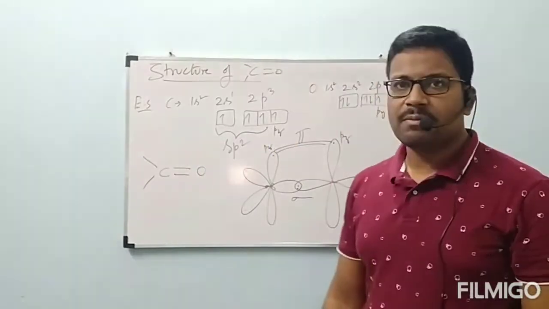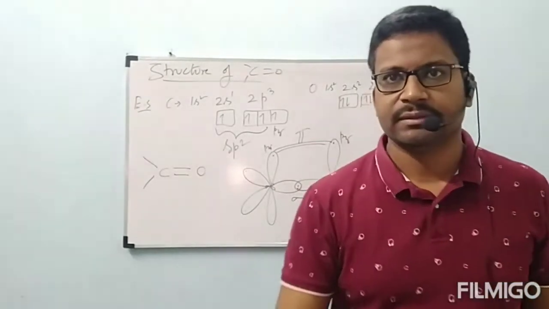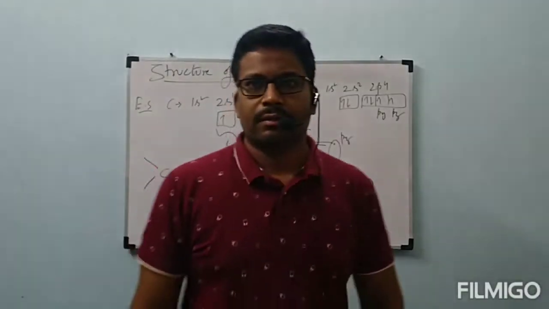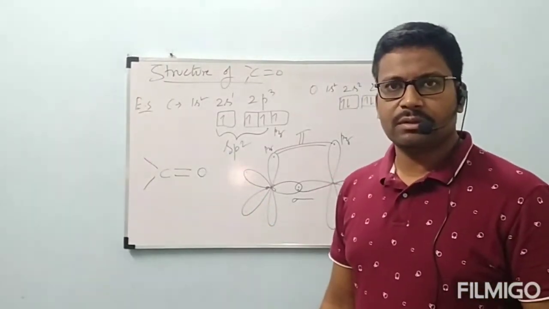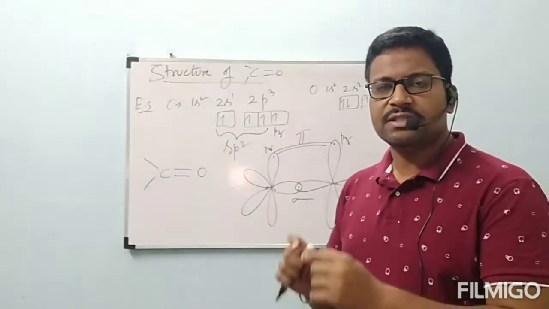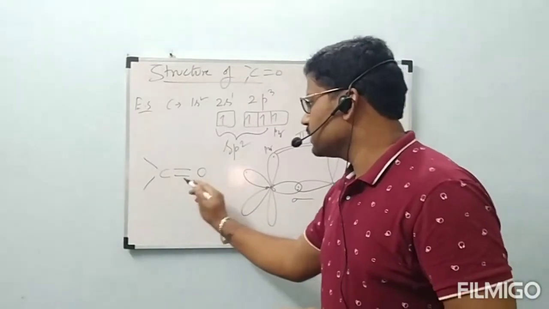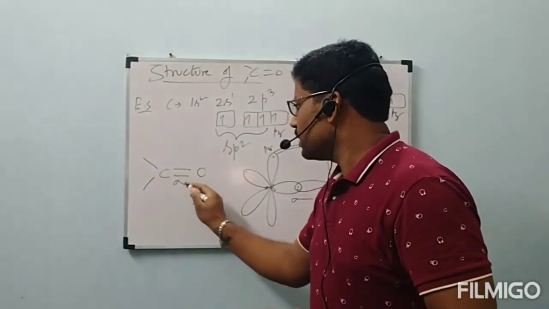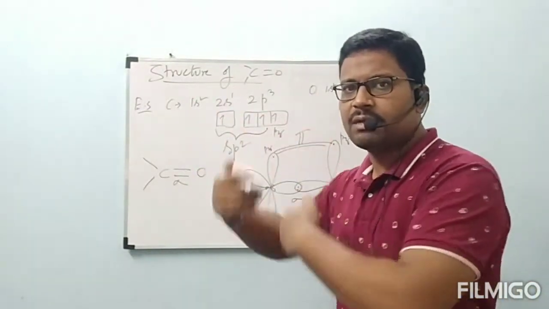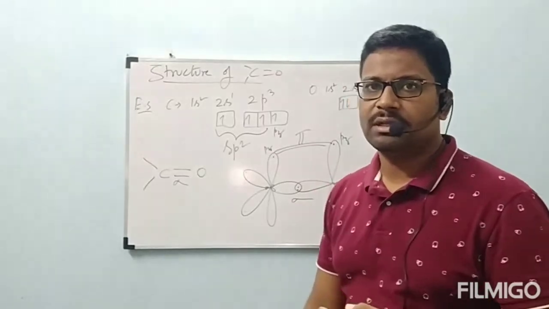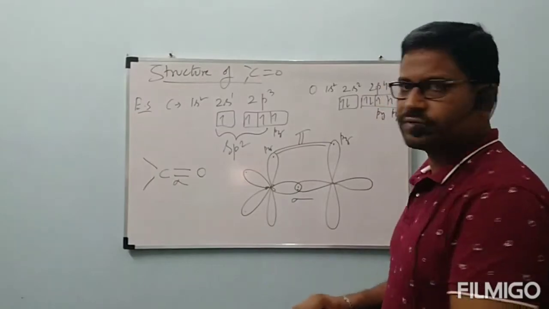So the structure of C double bond O, the carbonyl carbon, is planar. This is about the structure of the carbonyl compound, in which we simply say the structure is planar. The C O sigma bond and the remaining two bonds are all present in the plane. Oxygen also will be in the plane, and the pi bond will be present above the plane or below the plane, depending on the electron present. This is about the structure of C double bond O. Now, we will see the polar nature of C double bond O.